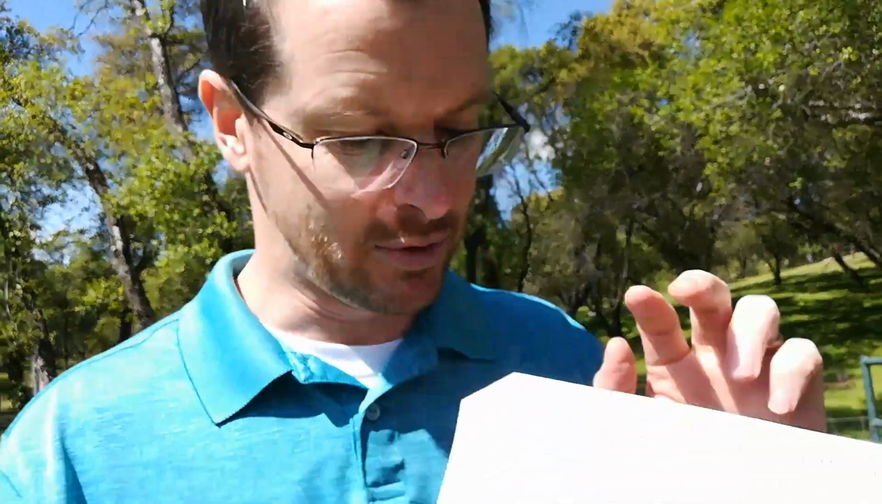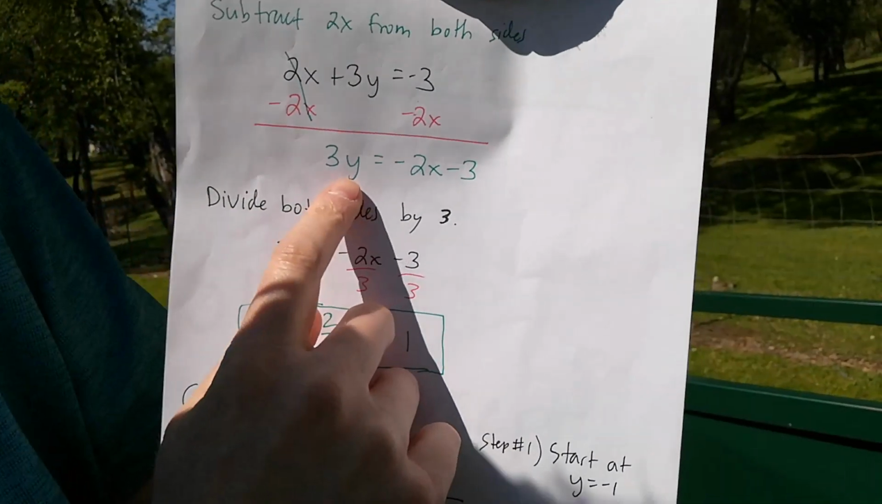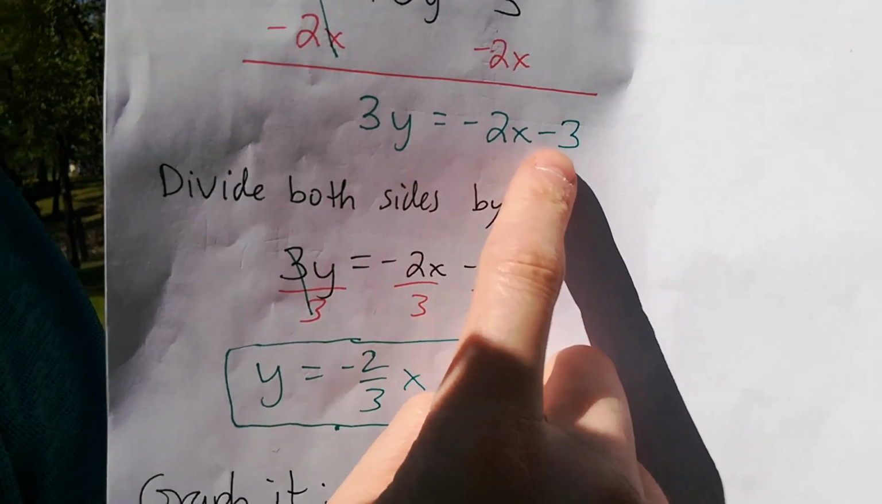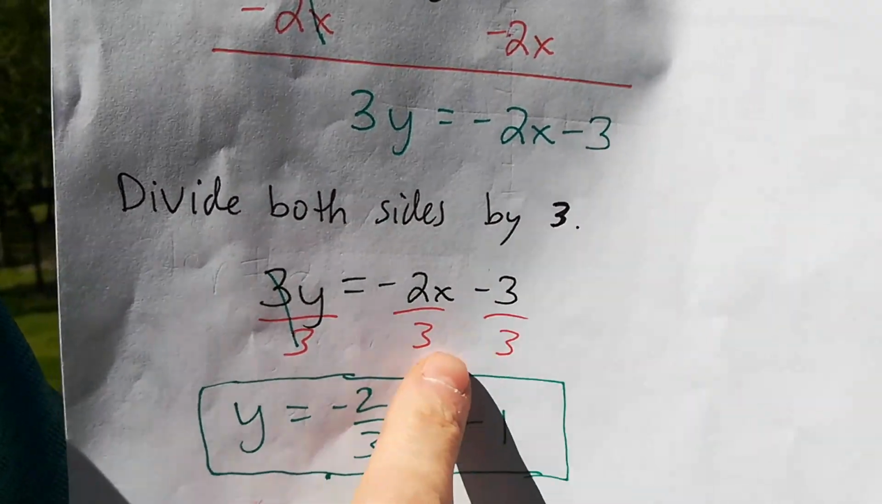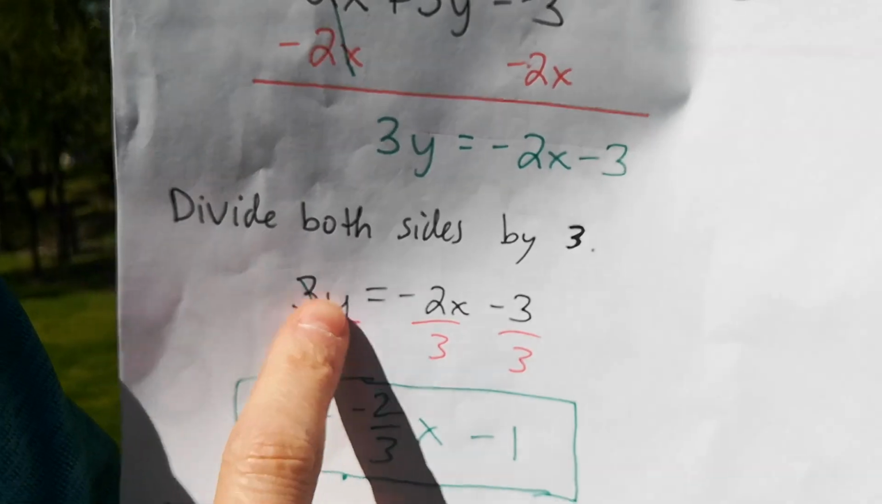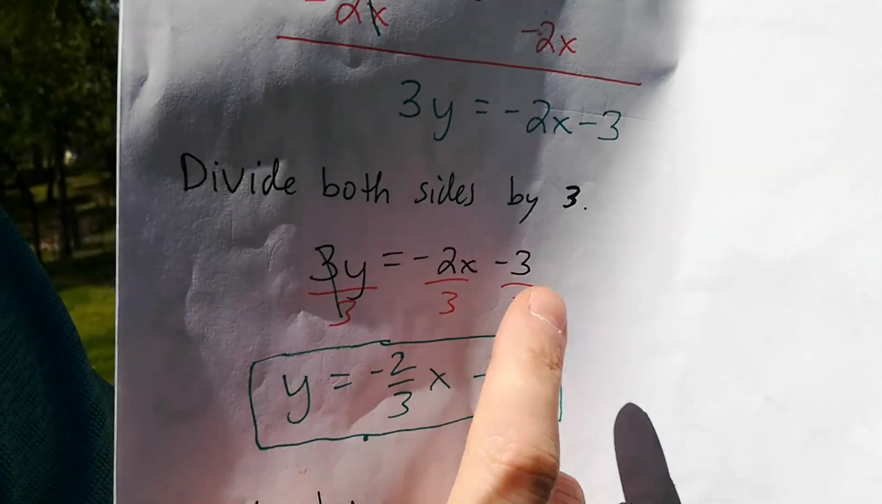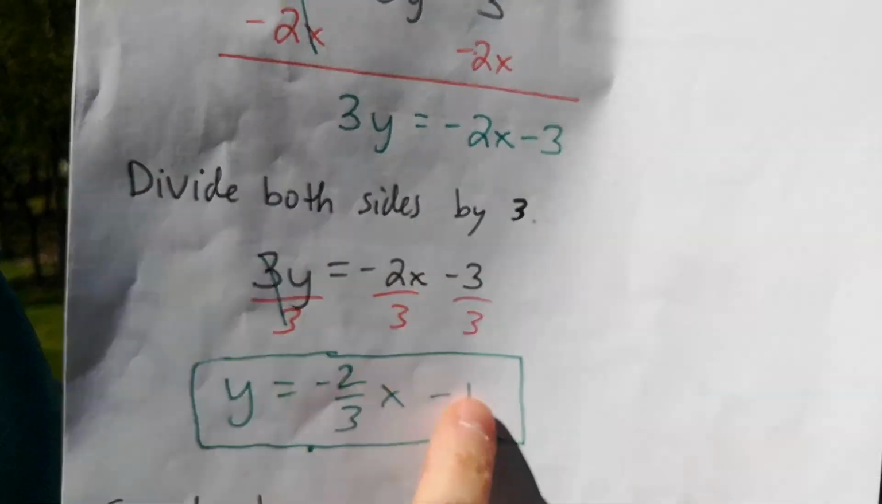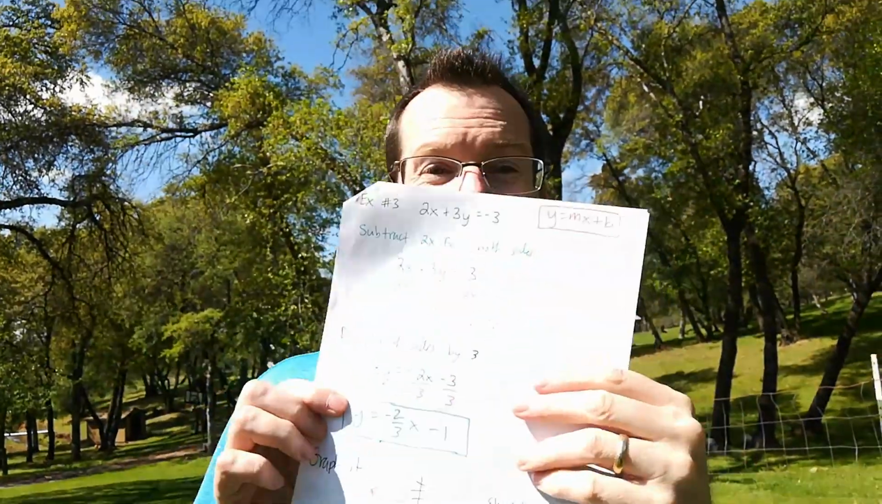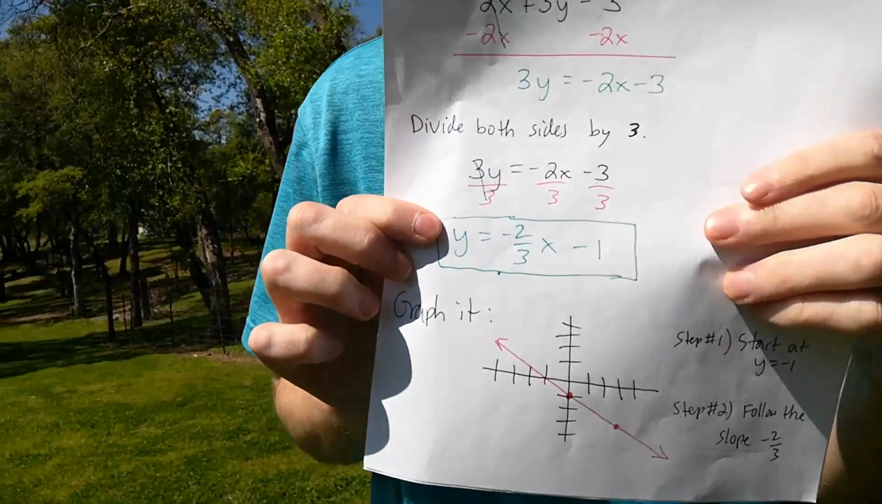I have to divide by 3 on both sides. So I'm going to divide by 3 here, and here, and here. So you can see divide by 3 on both sides. And I did it right down there. So it cancels the 3's. That becomes -2/3, and that becomes a -1, because -3 over 3 is -1. All right, so now in green, I have my slope-intercept form.